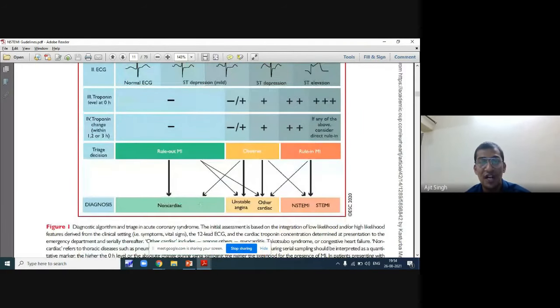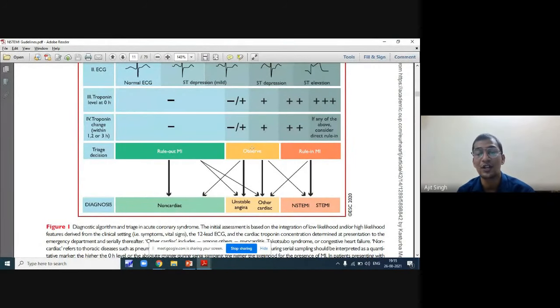And this is the triage decision. You can see in green, yellow, and red the triage decision, how the clinicians shift the patient or how the patient is shifted. See, if you have ruled out MI, that there is no MI, then you can go for further non-cardiac evaluations, as I was telling, for the differential diagnosis, correct?